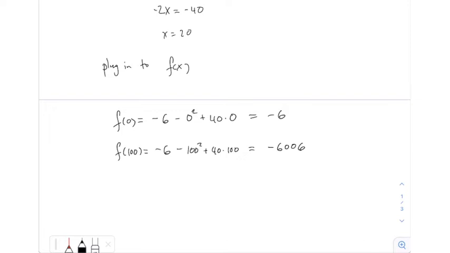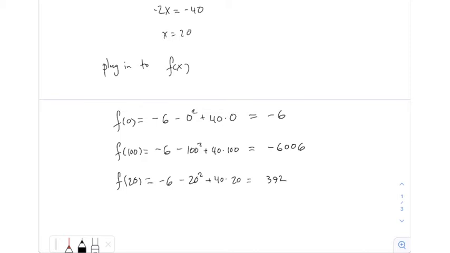My principal expense is the fuel to cook it, right? I cook it on the grill, which uses gas. Anyway, and then 20 is the critical number. This I plug in, minus 6 minus 20 squared plus 40 times 20. This is 392, all right?